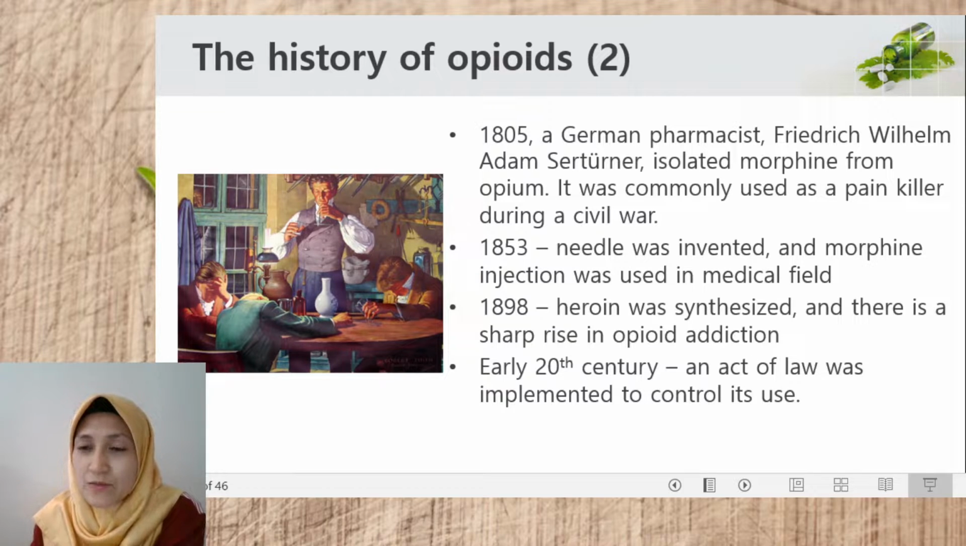So now we learn from the history that people did not know that it was going to cause addiction. It seemed good for pain relief, and it was used extensively in the medical field. But then we suddenly realized that it causes addiction and harms the users or abusers, in terms of health and also societal impact as well. So that's why an act of law has been implemented to control it.